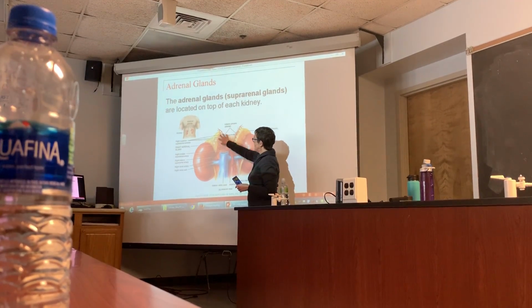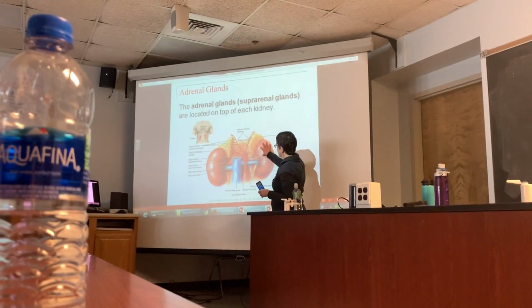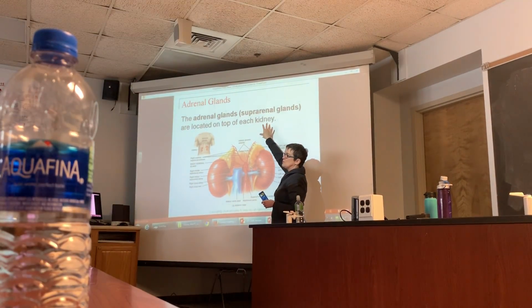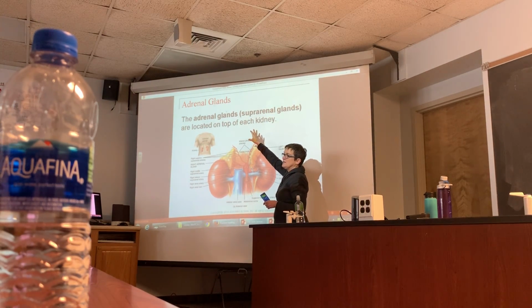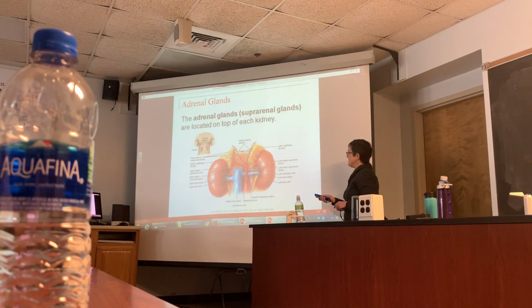You can see the blood supply going to them and all that. The adrenal glands are on top of the kidneys, hence the name suprarenal or adrenal, renal being the kidneys. So they are separate glands from the kidneys, but sitting on top of them.